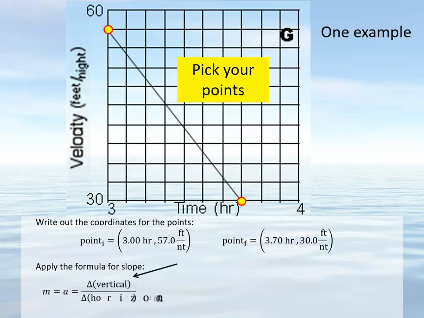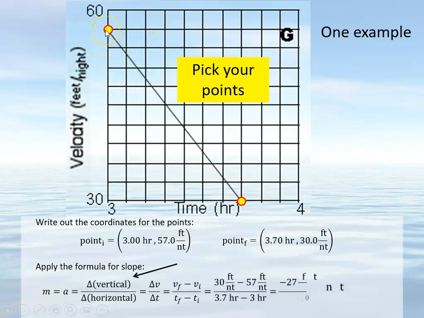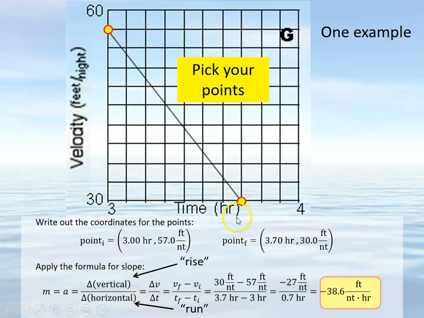The rise here is, again, always change in vertical stuff. The run is change in horizontal stuff. So, what's vertical stuff? Apparently, vertical stuff is velocity, so I just write that as delta v. Horizontal stuff is delta t, time. Well, what does change in mean? Remember, it means final minus initial.